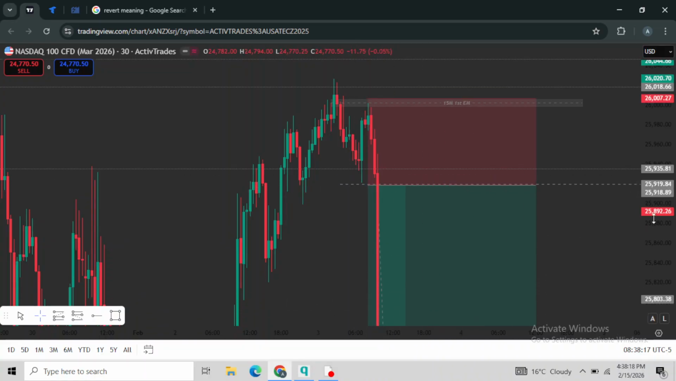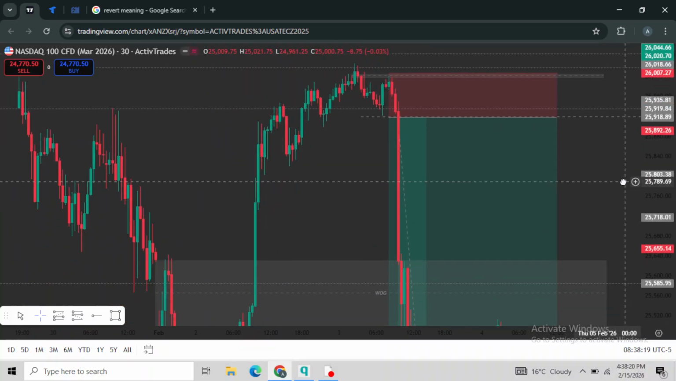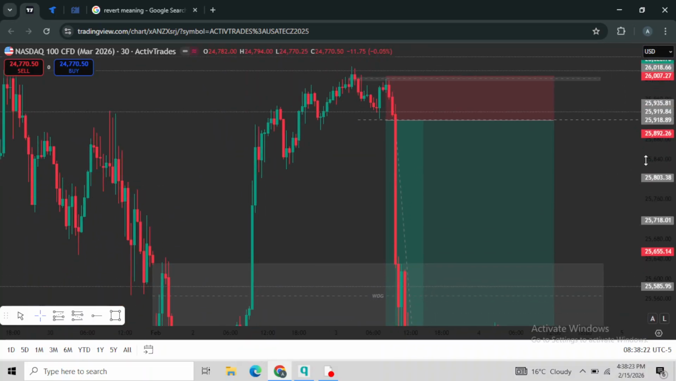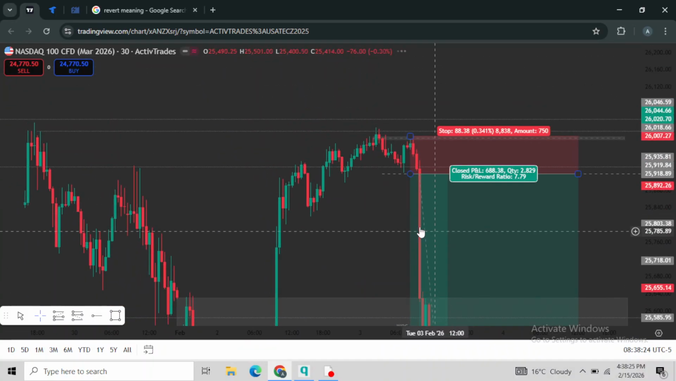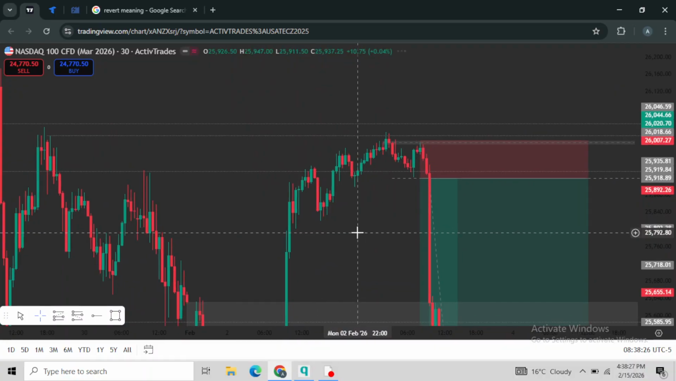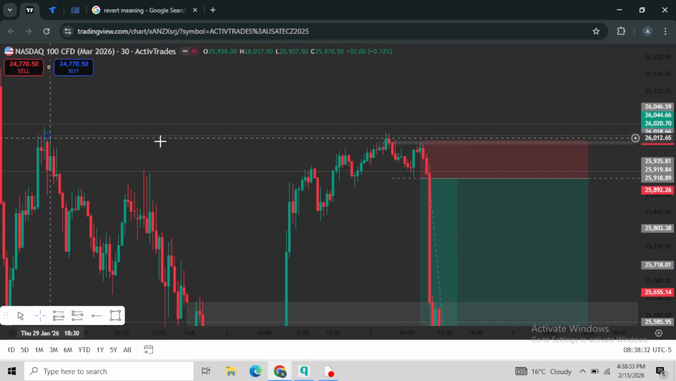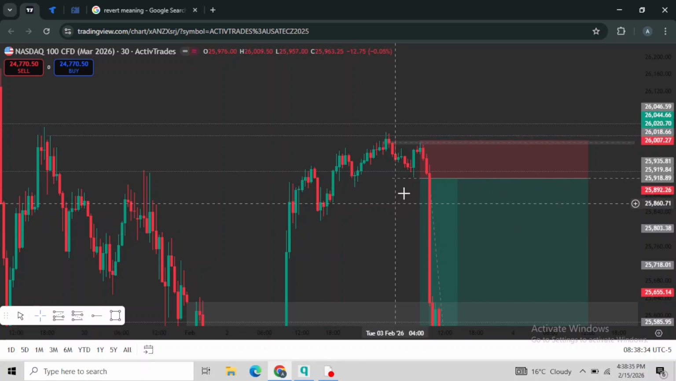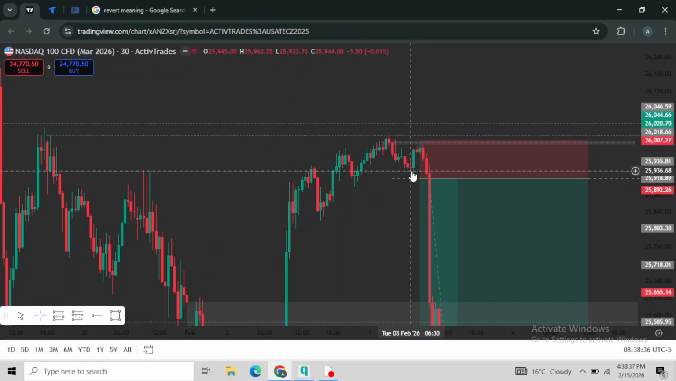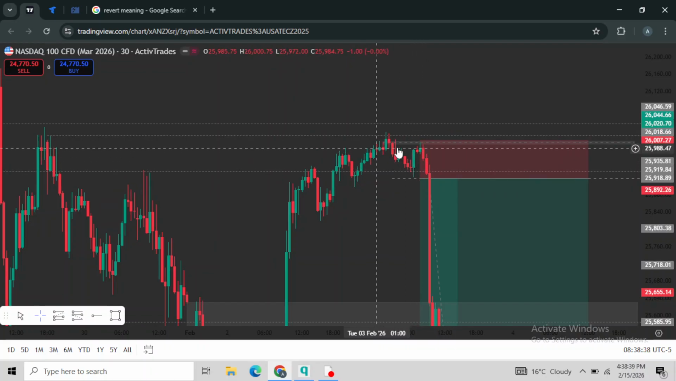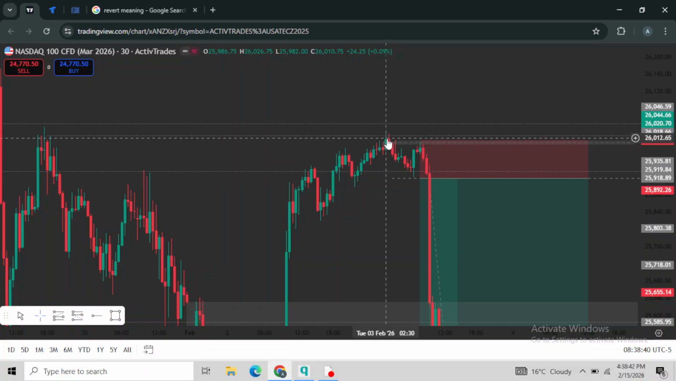So we are more focused on market structure, and we only utilize ICT in terms of entry and execution, but more focus is market structure and price action. So when price sweeps this liquidity, it prints a higher low. This is coming into the New York session. So this was London session when price swept this buy side liquidity.